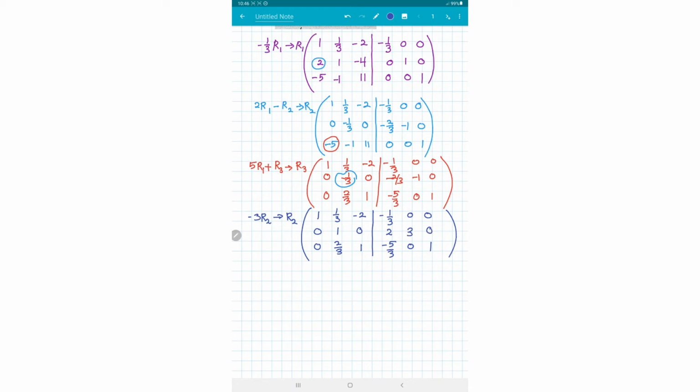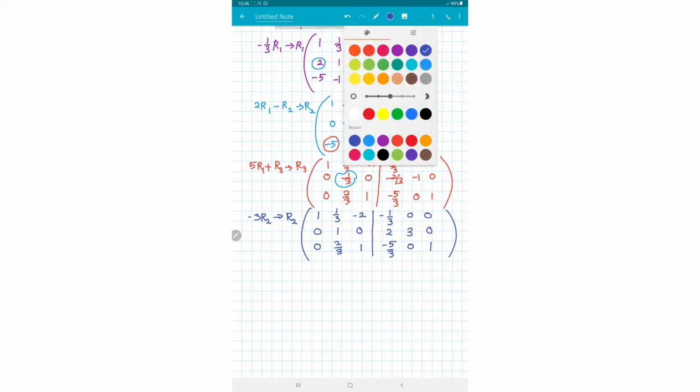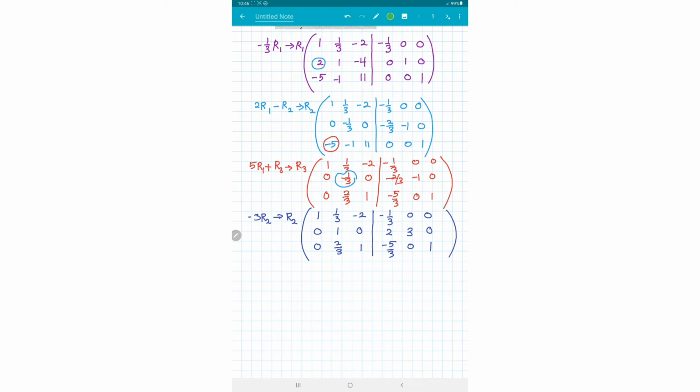Next we have to make sure this element becomes 0. Whether you begin with the 1 over 3 or the 2 over 3 is up to you. I'm going to start by turning the 1 over 3 into 0. So what should I do here?